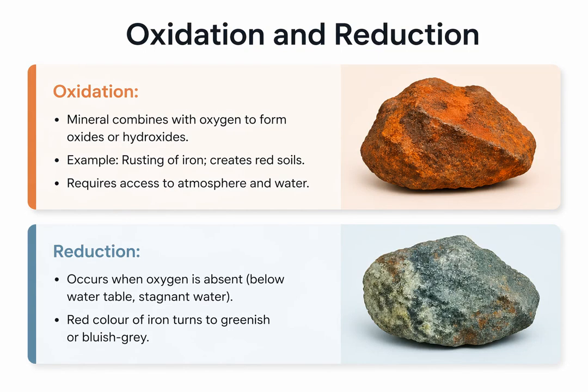Then we have oxidation and reduction, which dictate the colors of many landscapes. Oxidation occurs when a mineral combines with oxygen, usually in the presence of water. The most familiar example is iron rusting, which is exactly what gives red soils their distinct color. Conversely, if these minerals are buried in an environment completely lacking oxygen, like deep below the water table or in stagnant swamps, reduction occurs. Under these conditions, that rusty red iron changes to a greenish or bluish-gray color.